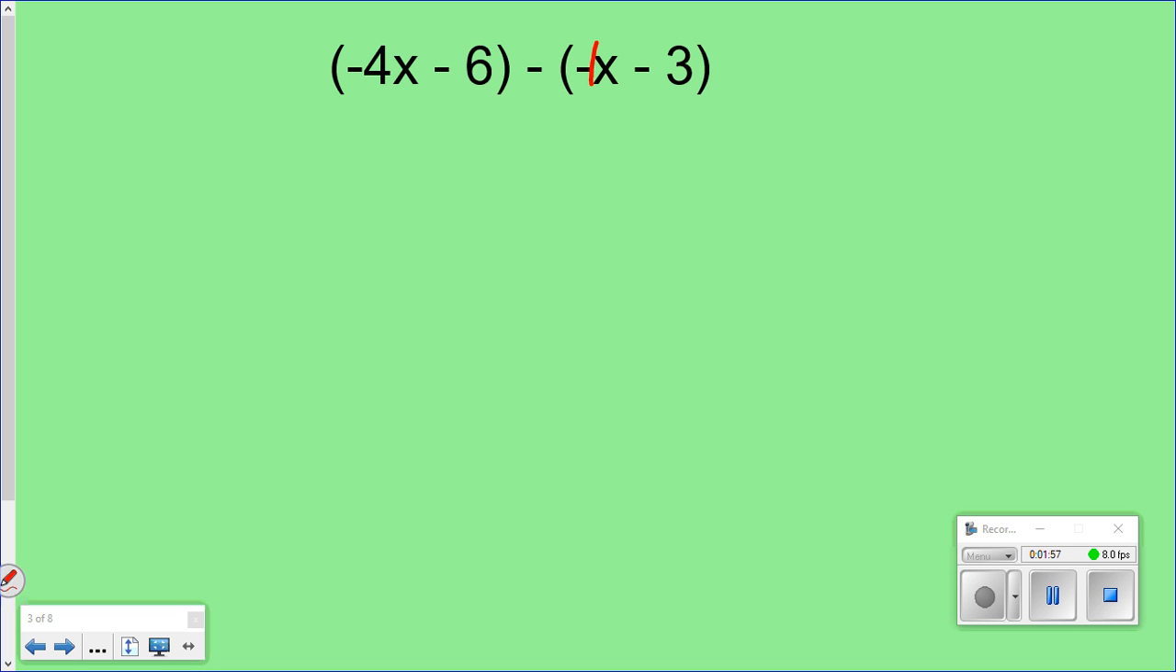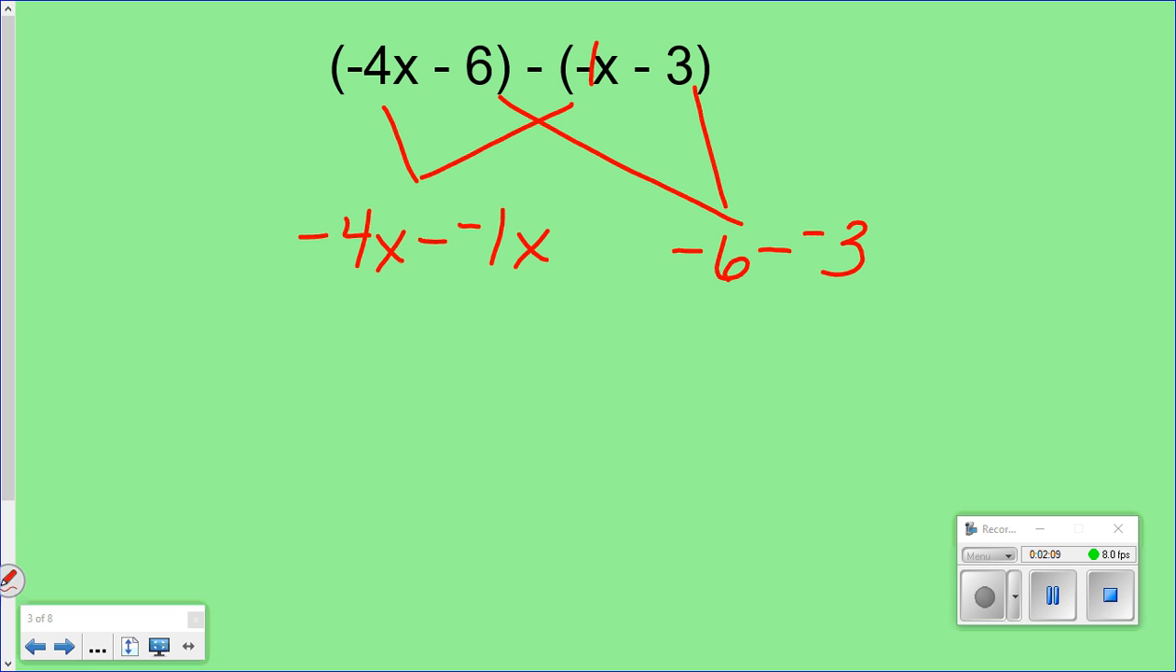Okay, so this should look like this. Okay. And this will look like this. Remember your keep, change. Keep, change. This would be 4 plus 1, negative 3x. This would be negative 6 plus 3. Negative 3. Negative 3x.